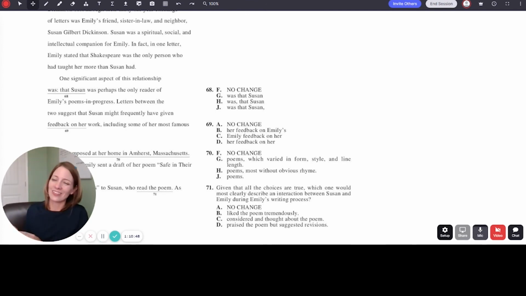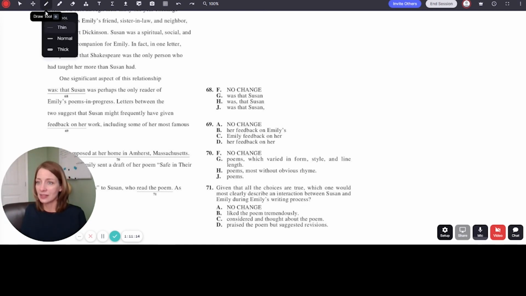One significant aspect of the relationship was, so sometimes it is true that with a colon, you're setting up something that follows it. But to the left of a colon, you have to have a complete sentence. One significant aspect of this relationship was is not a complete sentence. So it can't be F. The relationship was that Susan was perhaps the only reader of Emily's poems in progress.